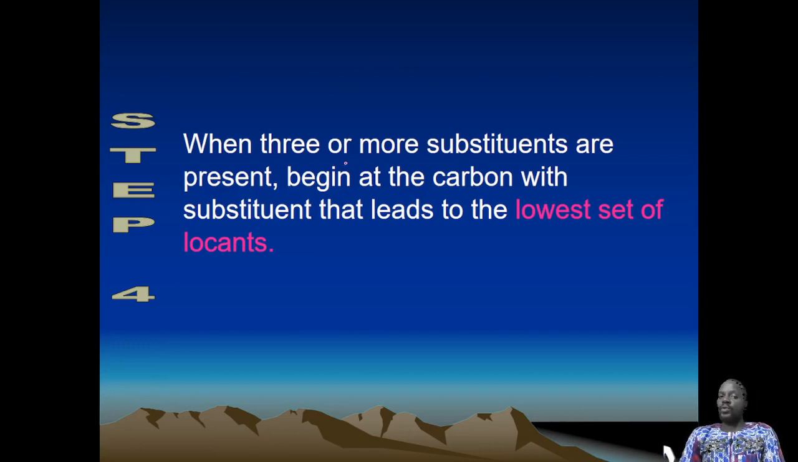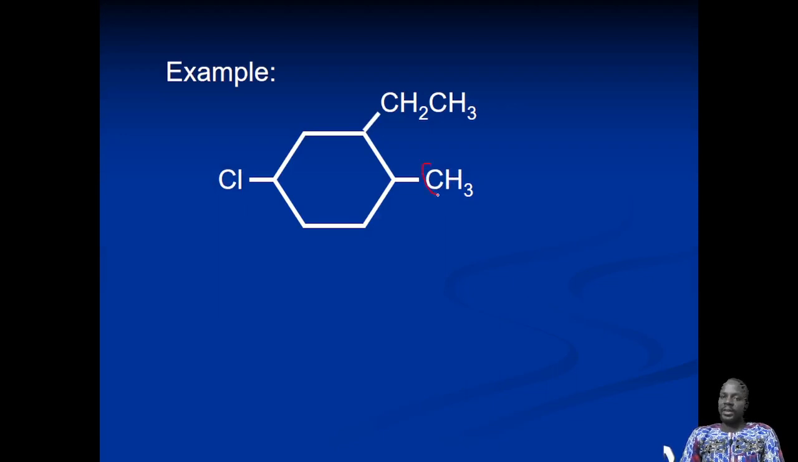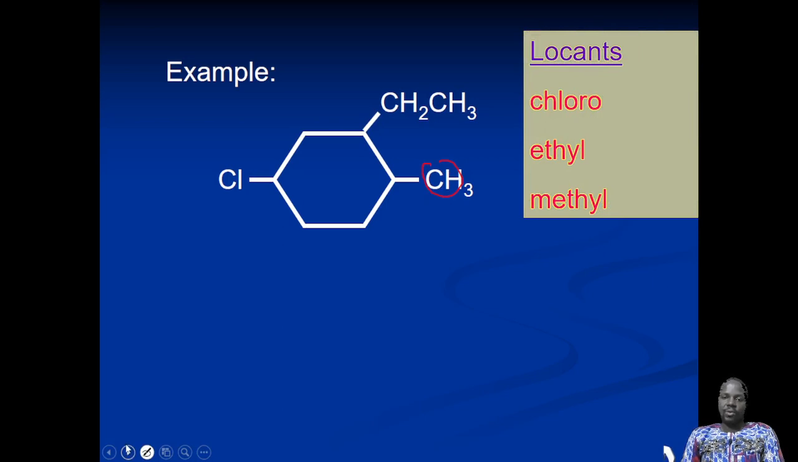Now, when 3 or more substituents are present, begin numbering from the carbon that leads to the lowest set of locants, the lowest location. Look at this: we have chloro, we have ethyl, and we have methyl. According to the rule, we start from 1, 2, 3, 4, 5, and 6. So 1 is chloro, 3 is ethyl, and 4 is methyl. 1 plus 3 plus 4 is 8.